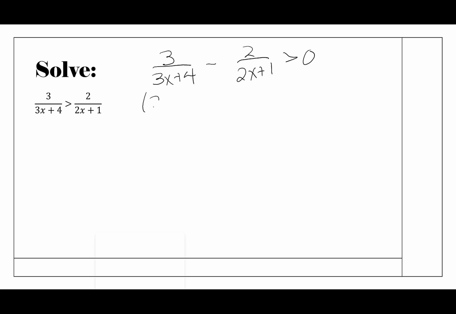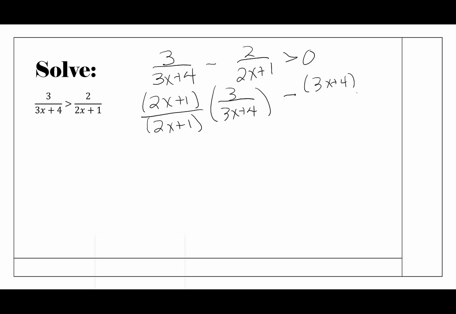Like last time, let's make a common denominator, which will be 3x plus 4 times 2x plus 1. So my first term, I'm going to multiply 2x plus 1 over 2x plus 1 times 3 over 3x plus 4, minus, now I'm going to do 3x plus 4 over 3x plus 4 times 2 over 2x plus 1, and still greater than 0.